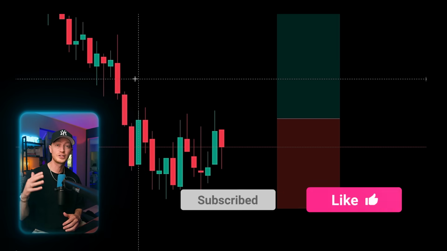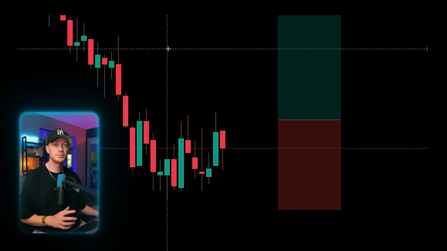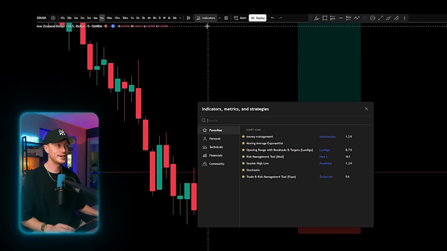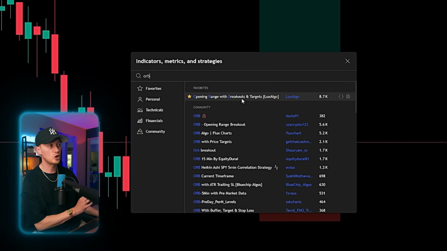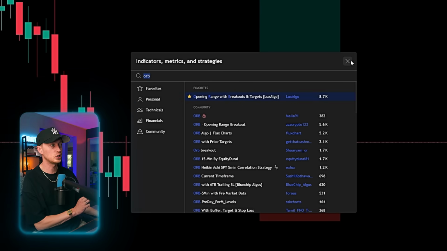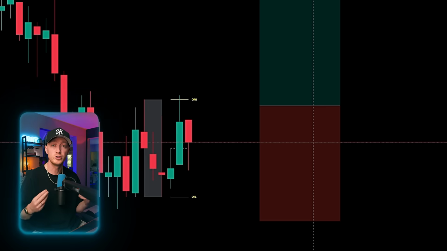So first things first, come to your charts on tradingview.com. This is absolutely free. Then come up to the top of the chart and click on indicators, search for ORB, opening range with breakouts and targets by Lux Algo. Just click on that, and this indicator is going to help us with market direction for the New York session.